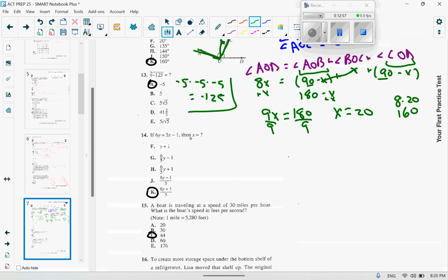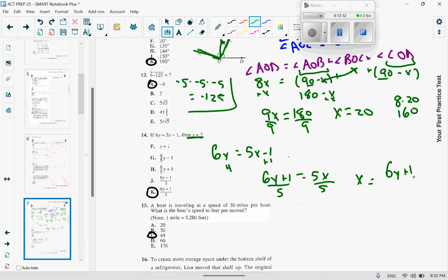Number 14, solve for x. So we would have 6y equals 5x minus 1. We can add 1: 6y plus 1 equals 5x. Divide by 5. X equals (6y plus 1) over 5.